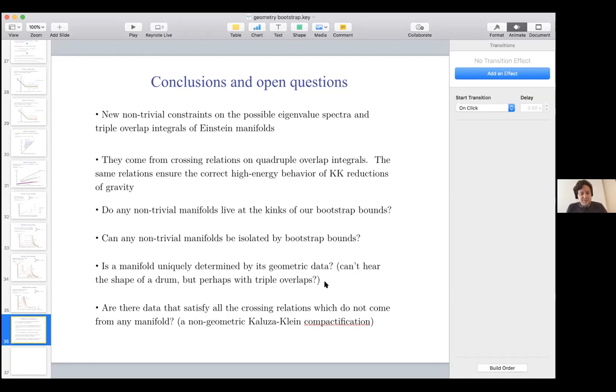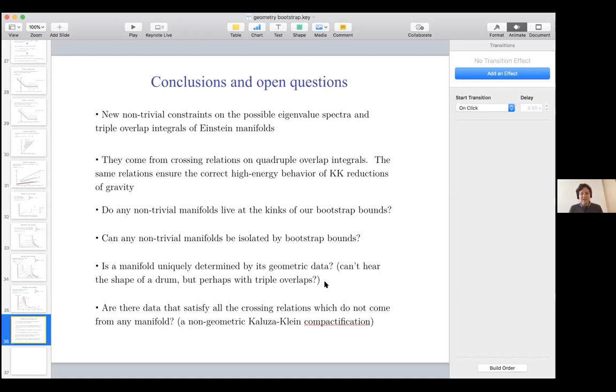We'd like to know mathematically if a manifold is uniquely determined by its geometric data. So is it possible that there are two manifolds that are different, that are not isometric to each other, but have the same geometric data, or can they truly be distinguished?